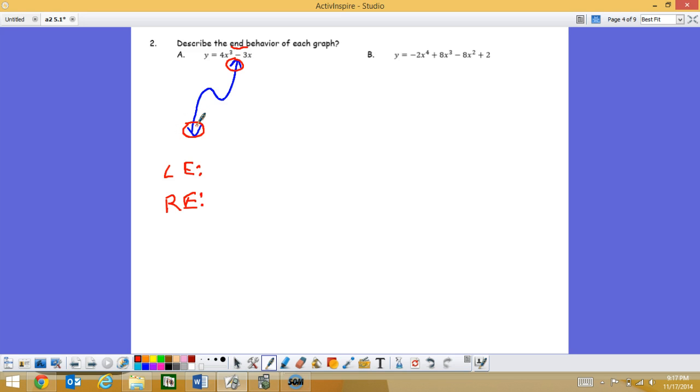So, on the left end, since this is going down, we say that this graph is decreasing. And since it keeps on going forever and ever, we say it decreases without bound. There is no limit to how much this graph decreases at the end. So then we say it decreases without bound.